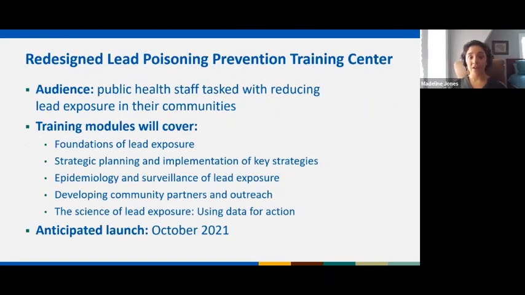Our branch is also in the process of developing a new lead poisoning prevention training center, which will be a great educational resource for public health professionals. This training center will be available to public health department staff and other jurisdictional partners tasked with reducing lead exposure in communities. It will offer continuing education credits, and we are hoping to launch the first portion of this training center this October. Next slide, please.